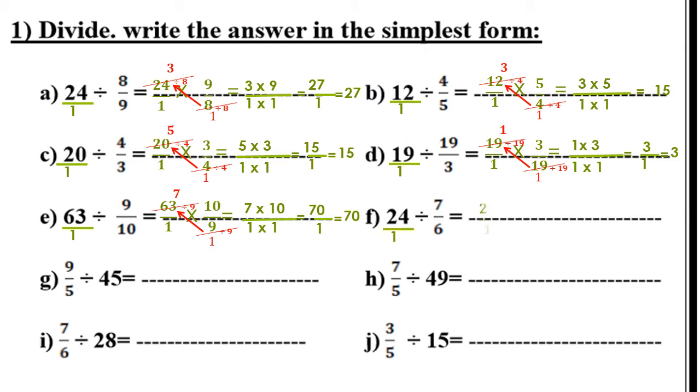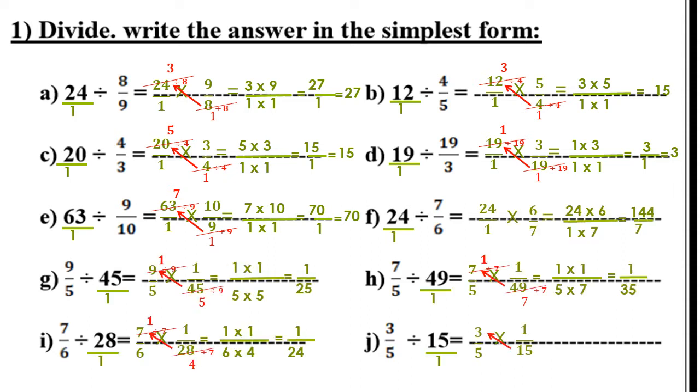24 divided by 7 over 6. 24 over 1 times 6 over 7. Are 24 and 7 together in table 7? No. So all I can do is multiply up by up and down by down. So 24 times 6 equals 144 over 7. This is my final answer.